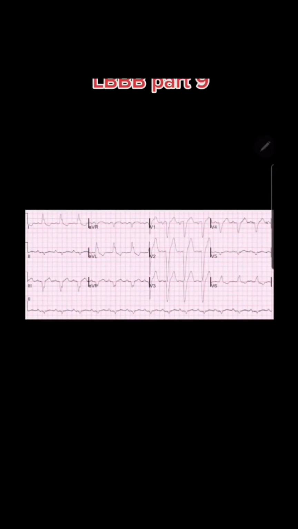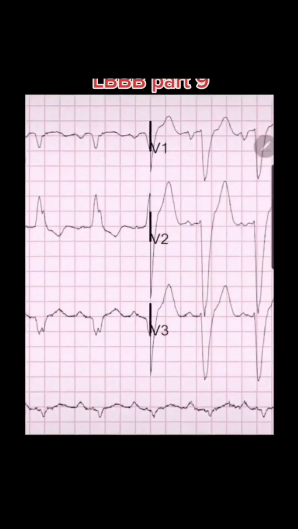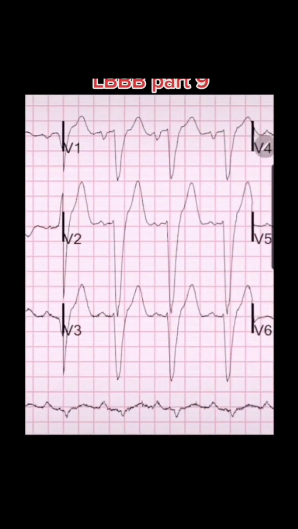Alright, so let's look at an example of a left bundle branch block. What is the first criteria I have to meet? Well, I need to go to lead V1 and assess the duration of my QRS complex. So here's my lead V1. Is my QRS complex wider than 3 small boxes or 0.12 seconds? Well, let's count. 1, 2, 3, 4, almost 4.5 boxes. So yes, I do meet that criteria.